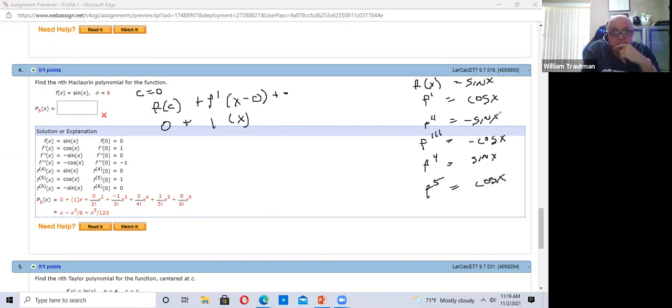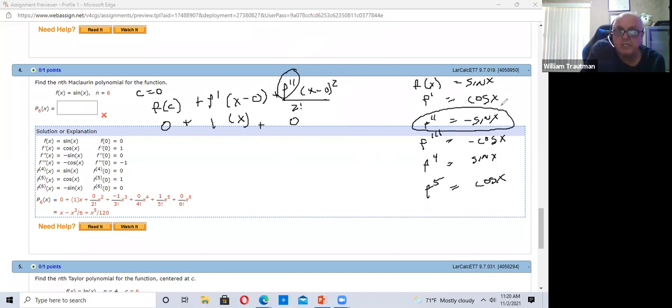If you put a 0 into the sine, I should write down the formula first. x minus, in our case, 0, because c is 0, squared over 2 factorial. So this second derivative is 0. You put 0 into negative sine x, you still get 0. So this whole thing is going to become 0. If it's negative or positive, you're still going to get 0.